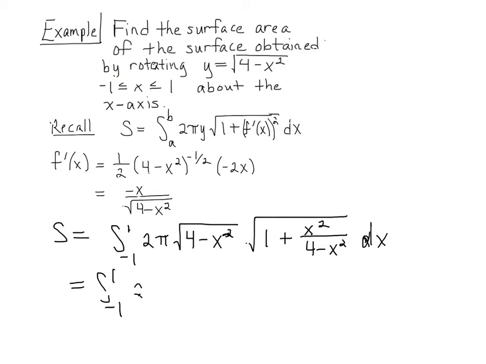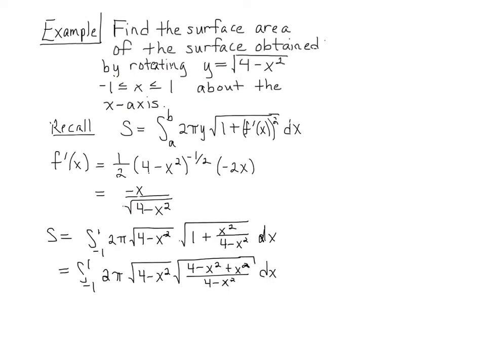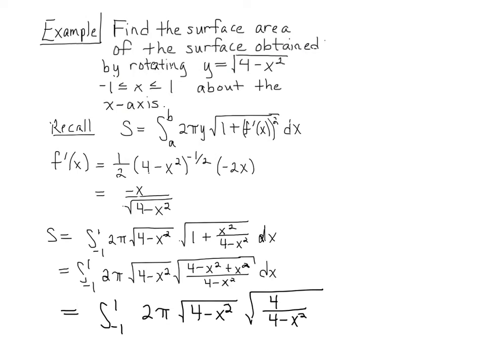Now this is equal to the integral from -1 to 1 of 2 pi times the square root of 4 minus x squared times the square root of, with a common denominator of 4 minus x squared, the numerator 4 minus x squared plus x squared, all over 4 minus x squared, dx. That is equal to the integral from -1 to 1 of 2 pi times the square root of 4 minus x squared times the square root of 4 over 4 minus x squared, dx. Now we're smooth sailing.